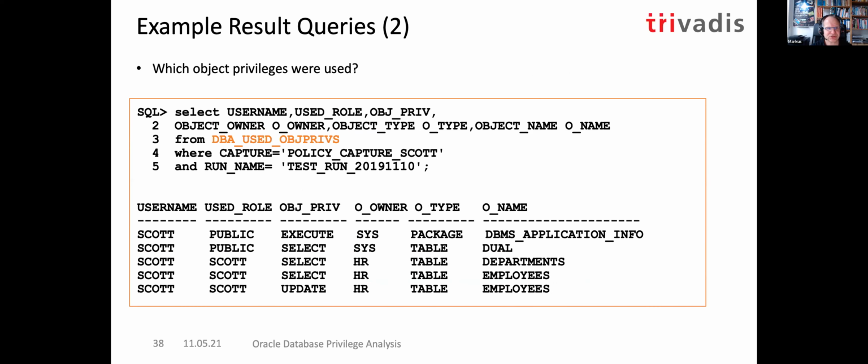Second, object privileges. I use DBA_USED_OBJPRIVS. Find some SYS objects, with application info and DUAL, which are, to my experience, always accessed when logging into a database. But in this case, we have additional privileges: SELECT privilege on DEPARTMENTS, and SELECT and UPDATE privilege on the EMPLOYEES table. Both were granted to user Scott directly. The used role is Scott, which is the username.